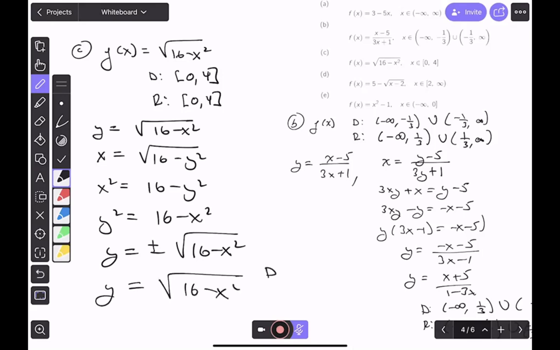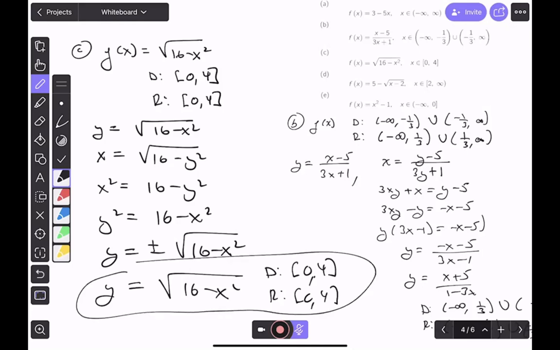What's the domain of this guy over here? 0 to 4. What's the range of this guy over here? 0 to 4. Look at the key. I can't emphasize that enough. And we're seeing that. I'm not putting the ranges down for us, though. All right, let's go to D.